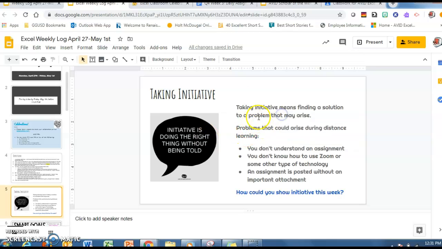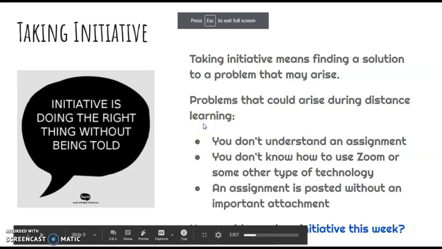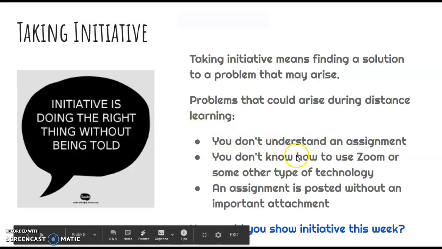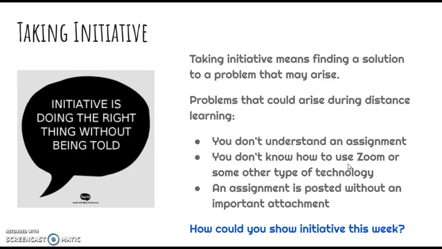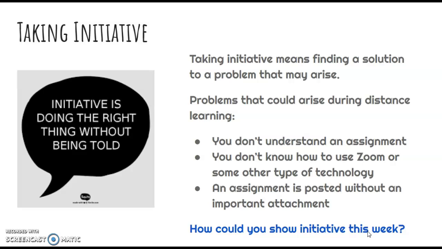This time around, we have our goal about taking initiative, and here it tells you taking initiative is when you're doing the right thing without being told to. So we know that sometimes you have to find a solution to a problem that might come up, and here are some problems that I brainstormed. Maybe you don't understand an assignment, maybe you don't know how to use Zoom or any other type of technology like an Edpuzzle or a Jamboard or whatever the case is. Maybe you notice that an assignment is posted without an important attachment. So your question is, how can you show initiative?